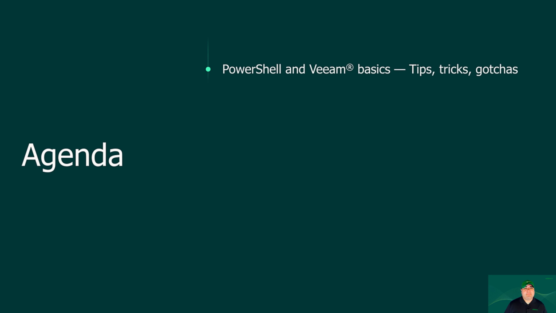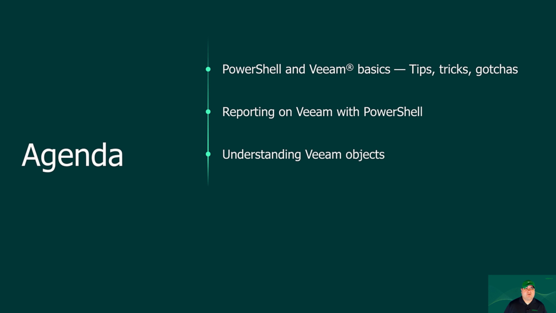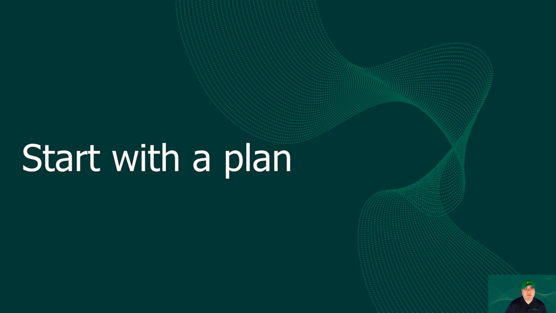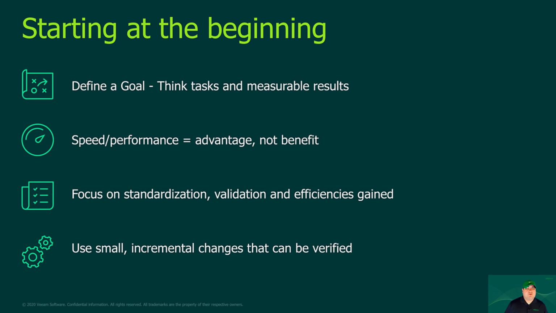So the agenda of topics we're actually going to start with today, we're going to start on PowerShell and Veeam basics, right? Some tips, tricks, and gotchas. Reporting on Veeam with PowerShell. We're going to discuss understanding the Veeam objects themselves, which also helps us to understand where to start for reporting on specific items. And then we're going to dig into lots and lots of PowerShell demos. Let's get started. So, starting at the beginning, right?